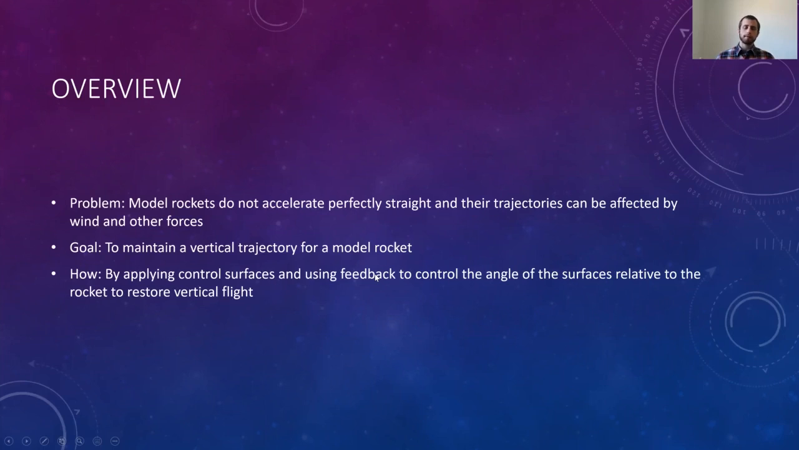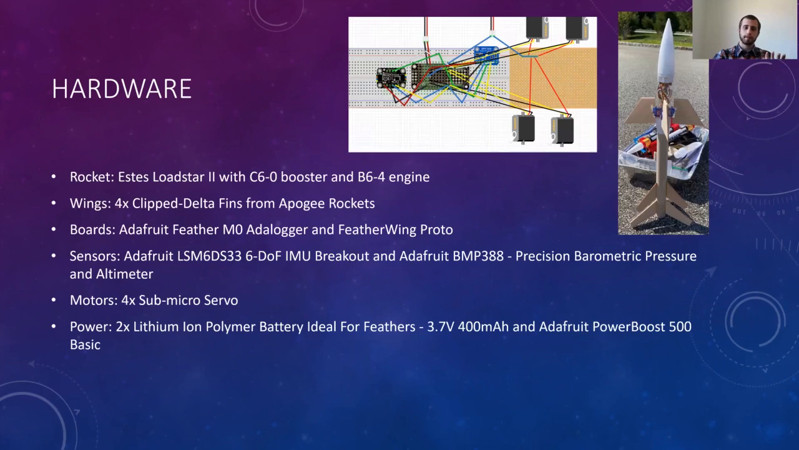Now, the problem is model rockets don't fly vertically. They tilt, they roll, they move because of wind. And the goal was, how do we make them fly vertically? Well, we were going to apply some wings, control surfaces, is what they're called, and use some feedback to angle these surfaces relative to the rocket in order to push the rocket back to vertical.